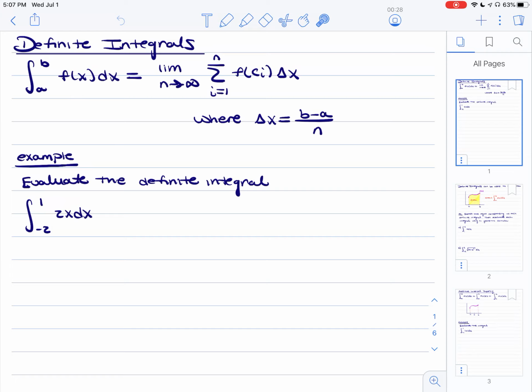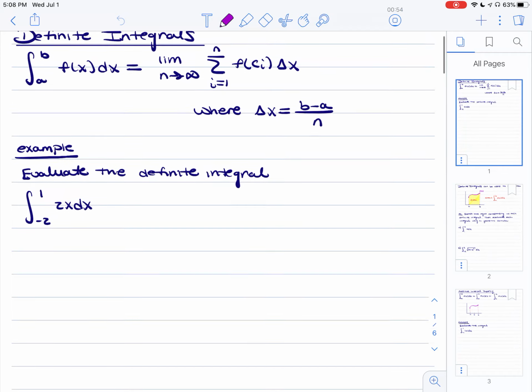And the way that we're going to find this is using that limit definition we looked at in the previous video that we used to find the area of a region. And our delta x here is defined in the same way that it was before. So let's look at an example where we find a definite integral using this definition. To start off with, we're going to find the integral from -2 to 1 of 2x dx.